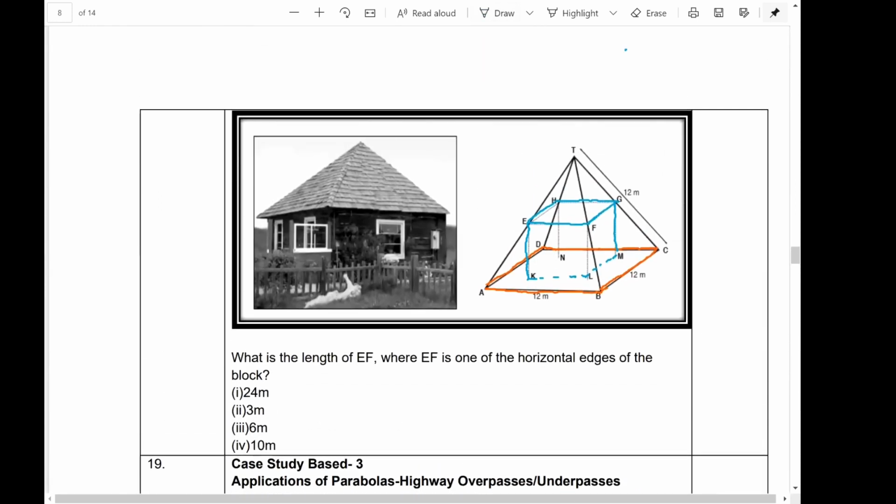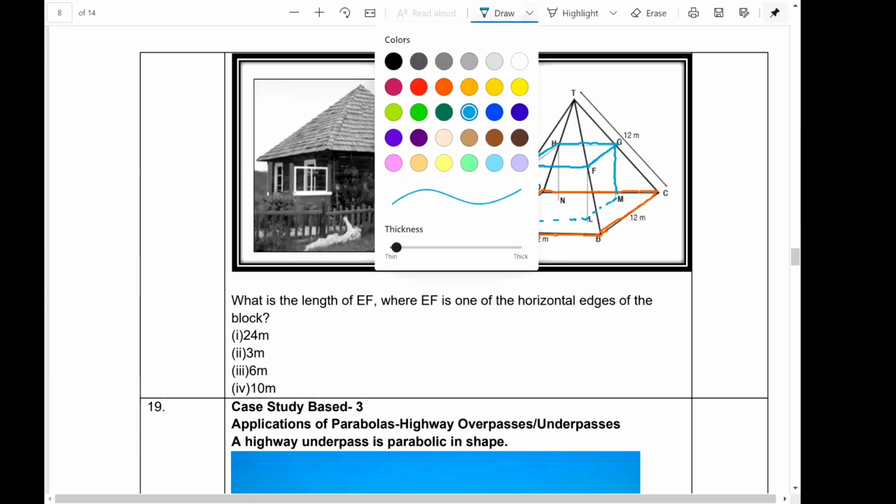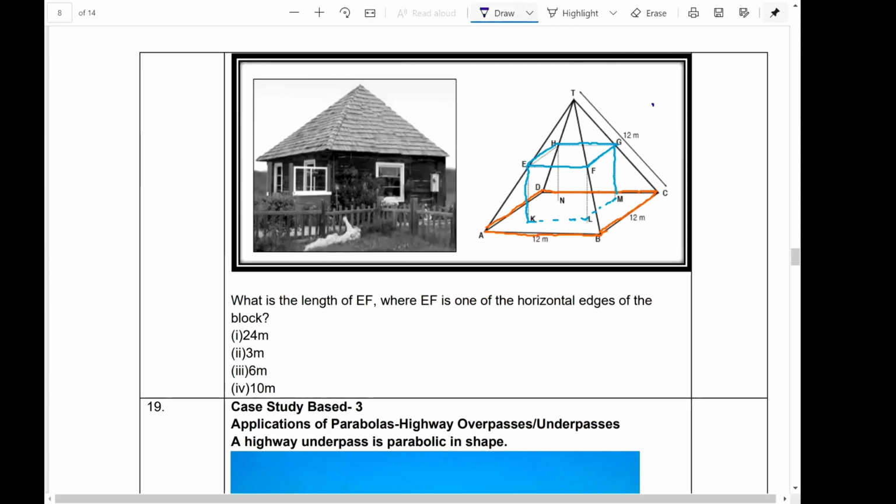Question A. What is the length of EF? EF is one of the horizontal edges of the block. Let's see, I will highlight the triangle TAB in the diagram. So this is the triangle TAB.